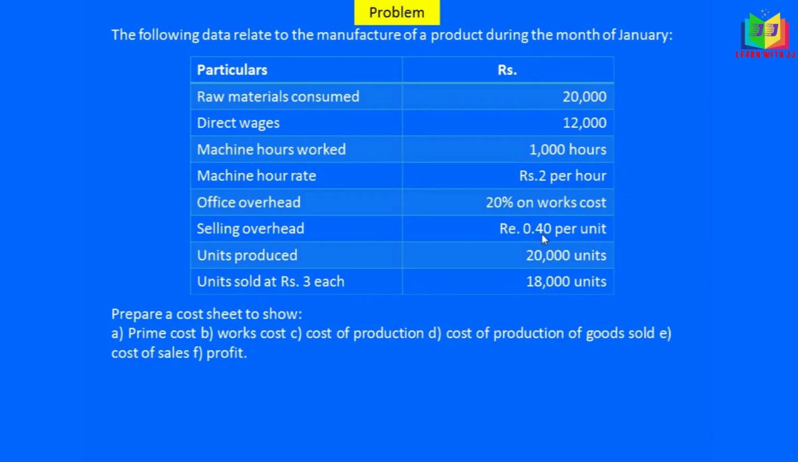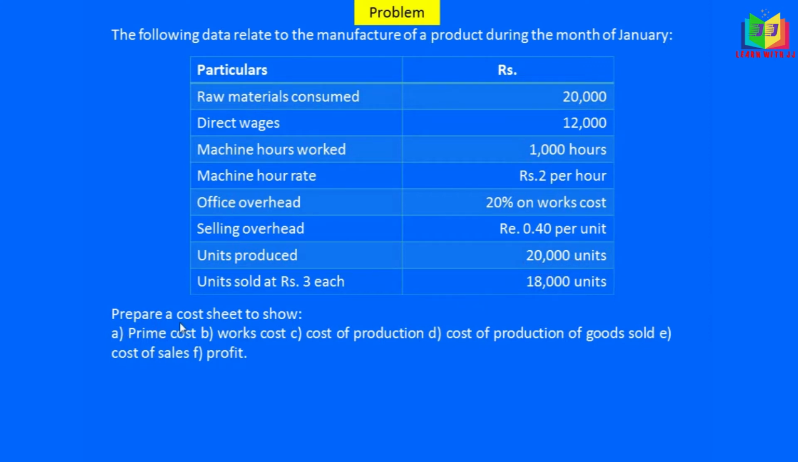Selling overhead rupee 40 paise per unit. For a unit it costs 40 paise, and units produced 20,000 units. Units sold at rupees 3 each, 18,000 units. The number of units sold was 18,000, but the number of units produced was 20,000. The difference between these two is the closing stock, because the units produced is 20,000 but the units sold is just 18,000. So here we have a difference of 2,000, and this 2,000 is the closing stock.